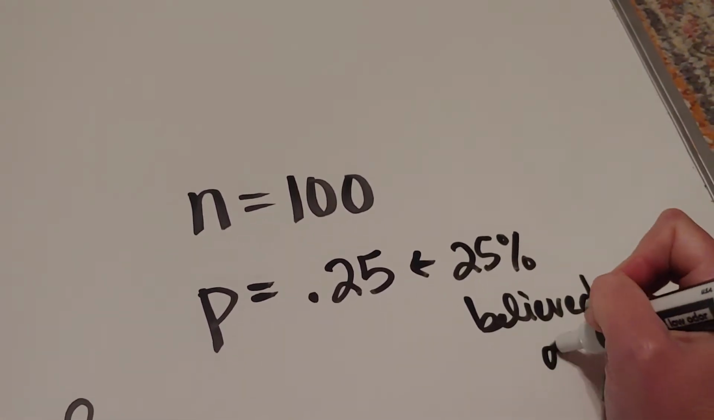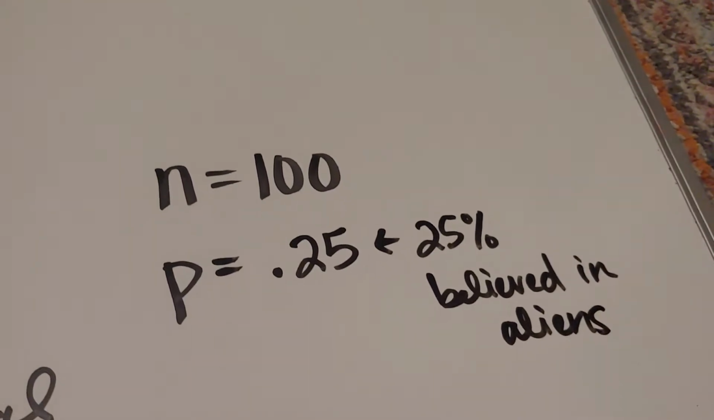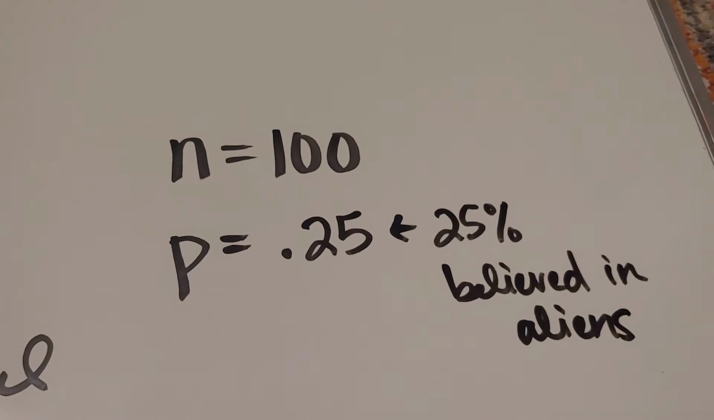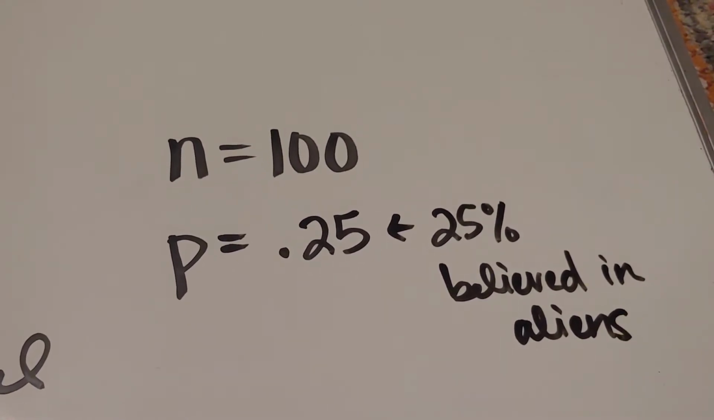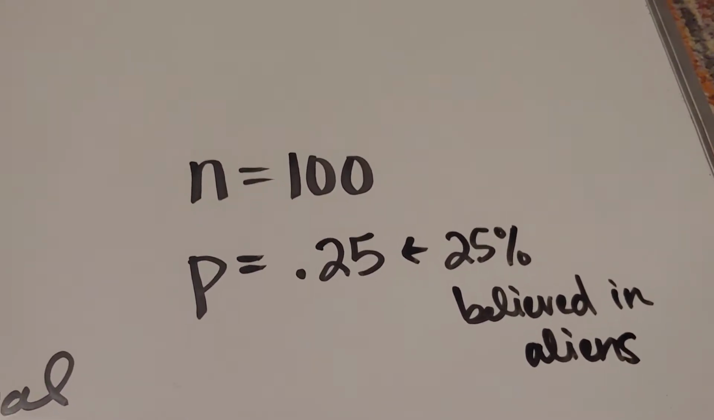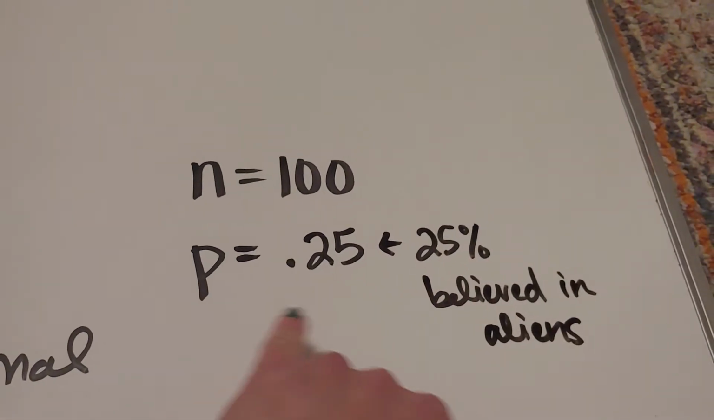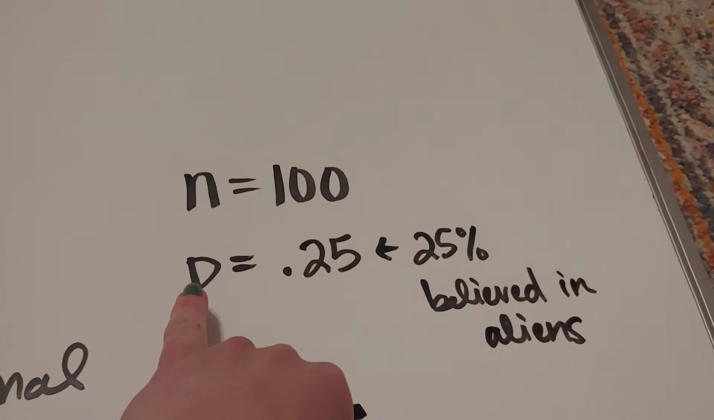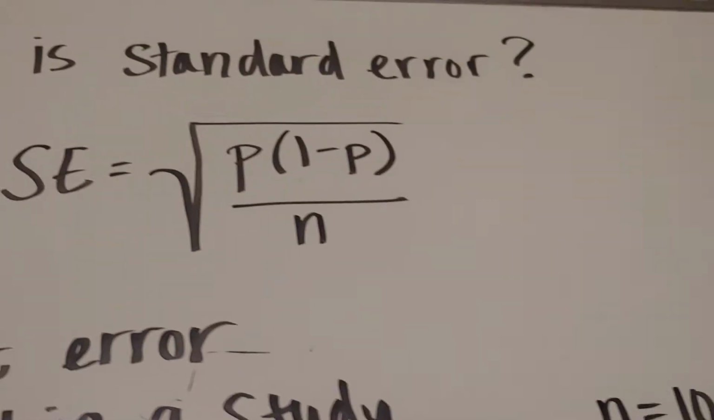What do I have with aliens? I don't know. It just seemed interesting. So there we go. Where did this fact come from? I just fully made it up, which you shouldn't do with statistics, but just go with it. Okay, so what would happen is that there is inherent error in this study. Okay, how that error is determined is by this formula.